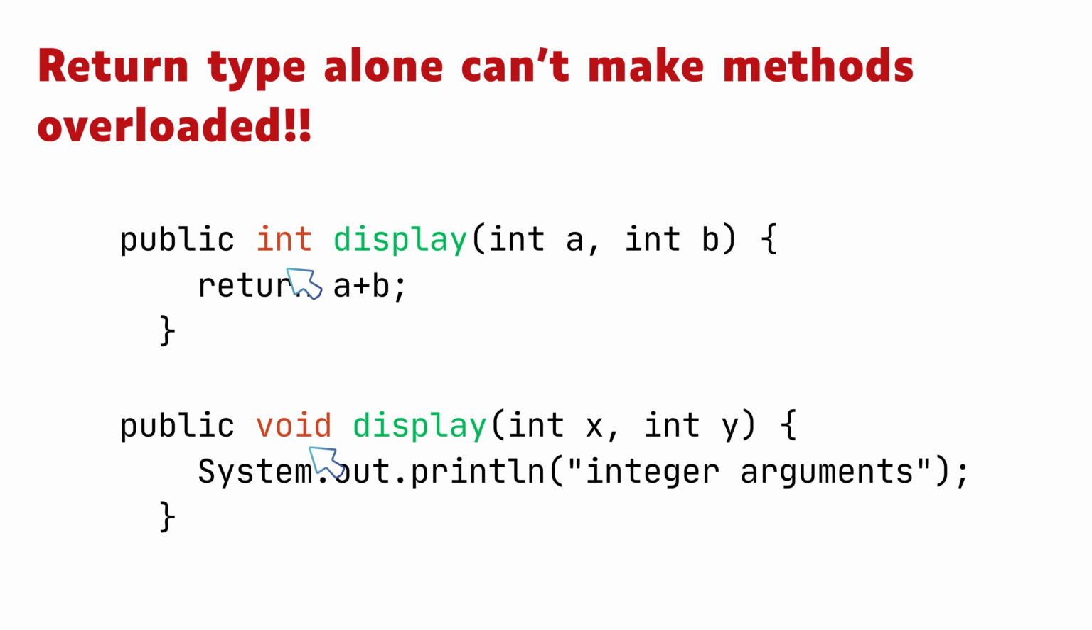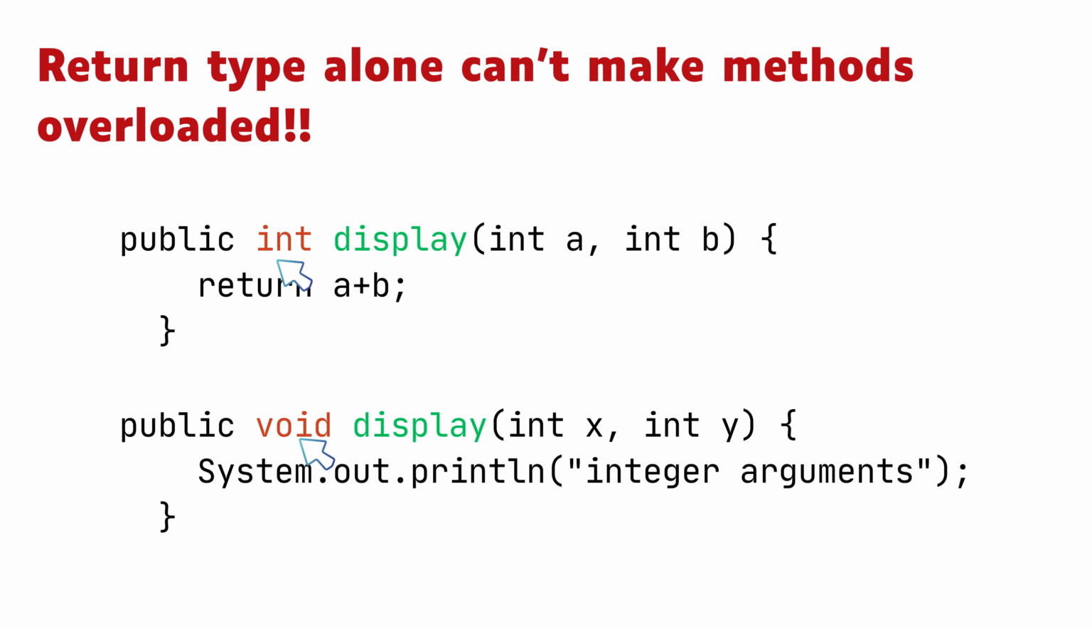But it's also important to know when they're not overloaded. There are a few tricky areas that can be confusing, like changes in return type, access modifiers, or even the exceptions a method throws. Let's take a closer look at those. Let's start with return types.